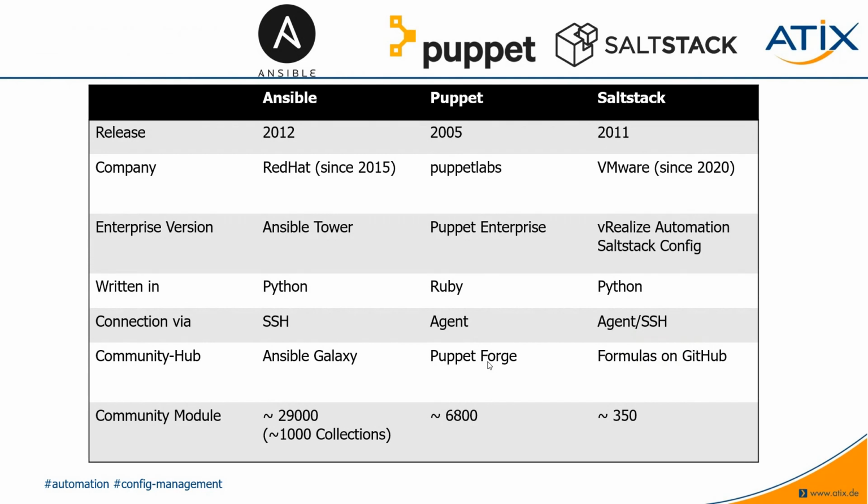And then we have SaltStack. And SaltStack is maybe the lesser known of those three. SaltStack was acquired by VMware last year. So this means that everyone who used SaltStack Enterprise before now has to switch to a VMware subscription, and VMware integrated SaltStack, so the enterprise SaltStack, into vRealize.